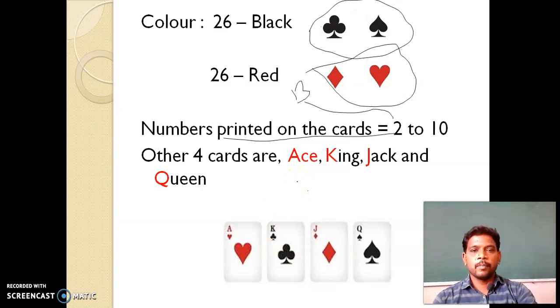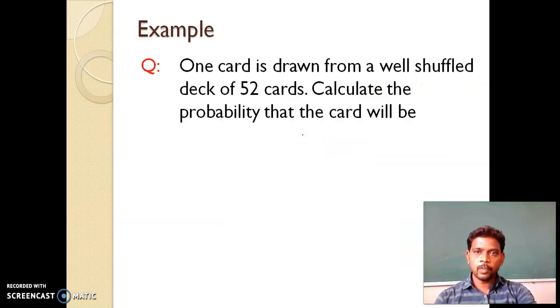Right, now look at the examples. One card is drawn from a well shuffled deck of 52 cards. Calculate the probability that the card will be... remember, 52 cards are there.